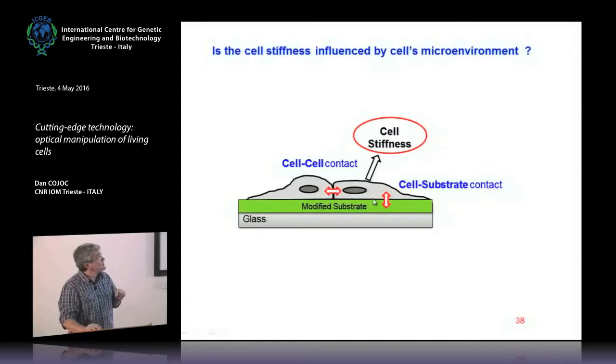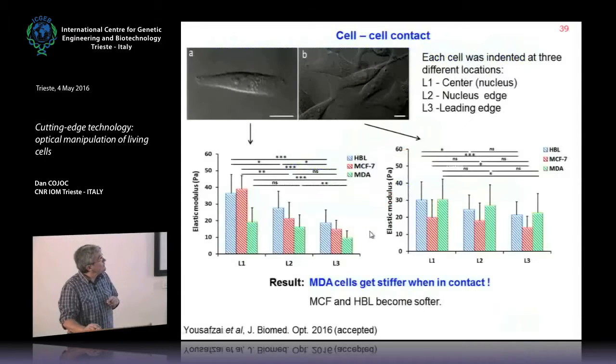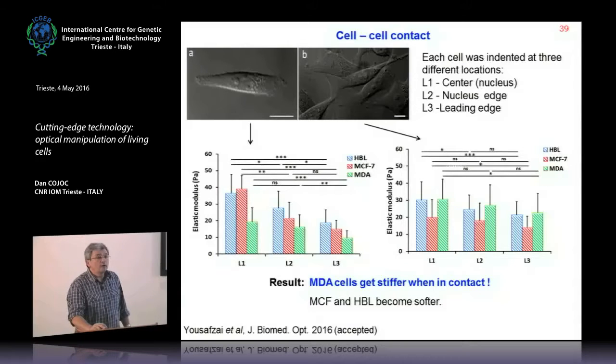condition. Because the cells interact with other cells, they interact with the substrate, and actually what we studied was how much the stiffness changes when the cells are in contact or not. And the surprise was quite big. The metastatic cells get stiffer when they are in contact. Then again, one says, okay, can this be a criterion for diagnosis? In my opinion, not. Or it should be taken with tweezers.